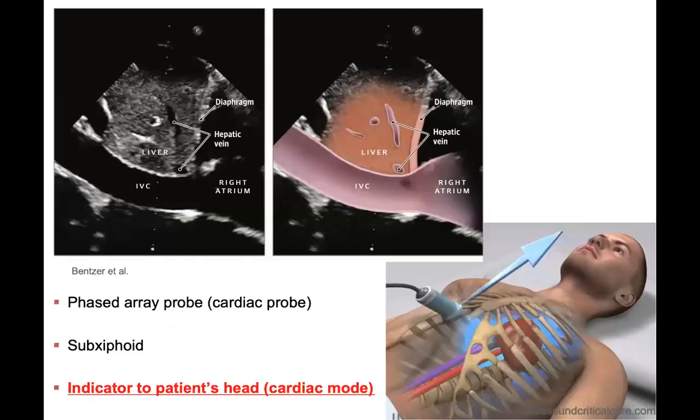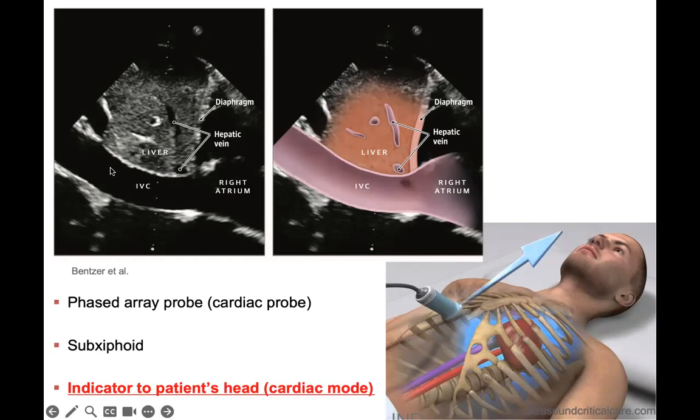So how do we do an IVC ultrasound? It's going to be subcostal right here, indicator towards the patient's head. So we've rotated from our subcostal 4-chamber view to where that indicator is going to the patient's head. We're getting that IVC in long axis view, so it should look like a nice tube. And if you see the aorta, the IVC is usually parallel and right next to it. So you can usually do a tilt to get that IVC into view. I like to use the phased array or cardiac probe. You may see some people using an abdominal probe, which is fine. But I think the phased array is the best for it.